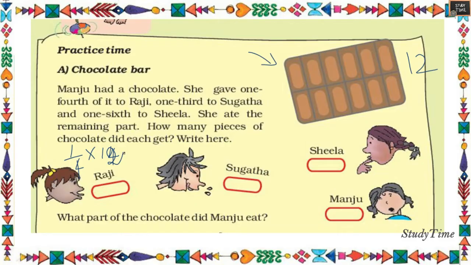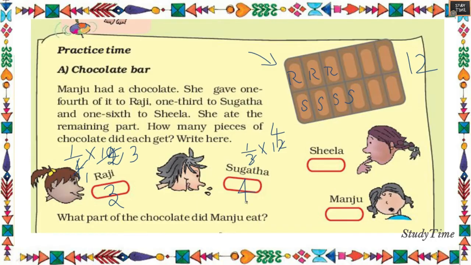So 4 goes in 4 table 1 time. 12 goes in 4 table 3 times. So Raji will be getting 3. So here you can write Raji. 3 bars Raji will be getting. Sugata will be getting 1/3. 1/3 into 12, you will be getting 4. So Sugata will be getting 4.